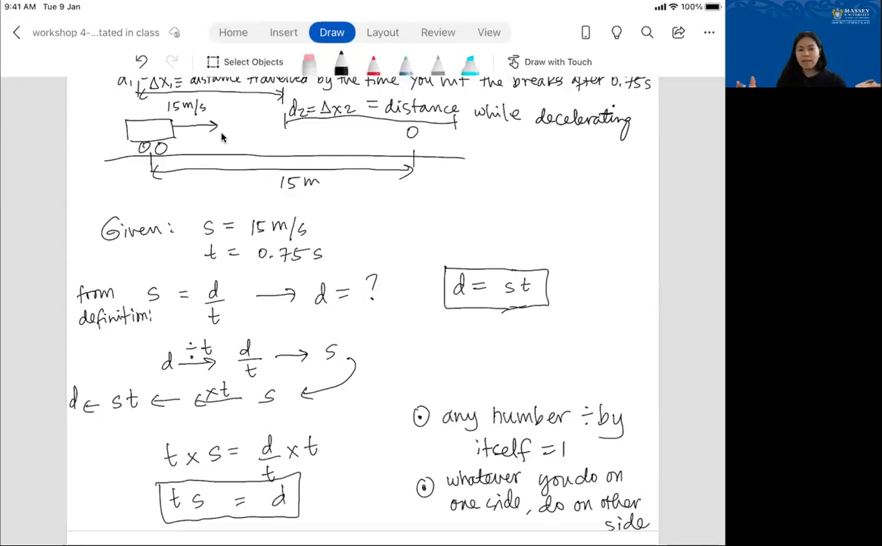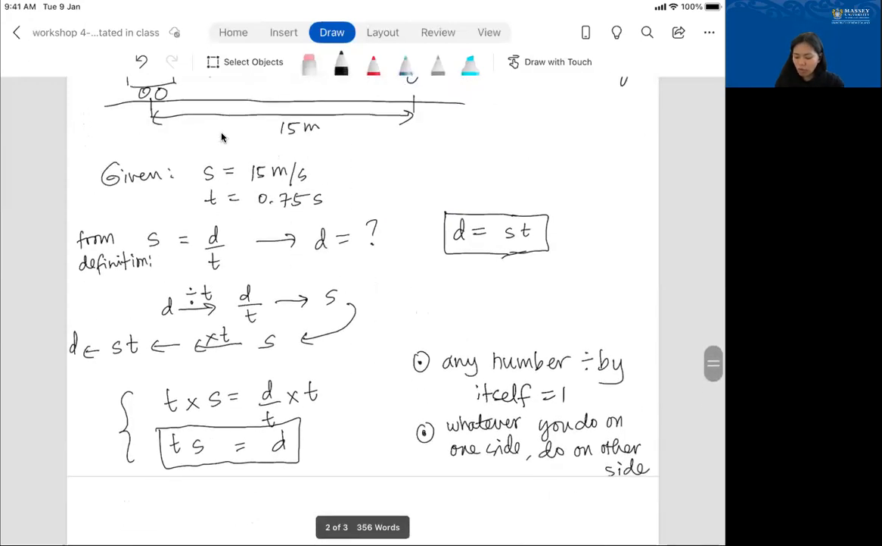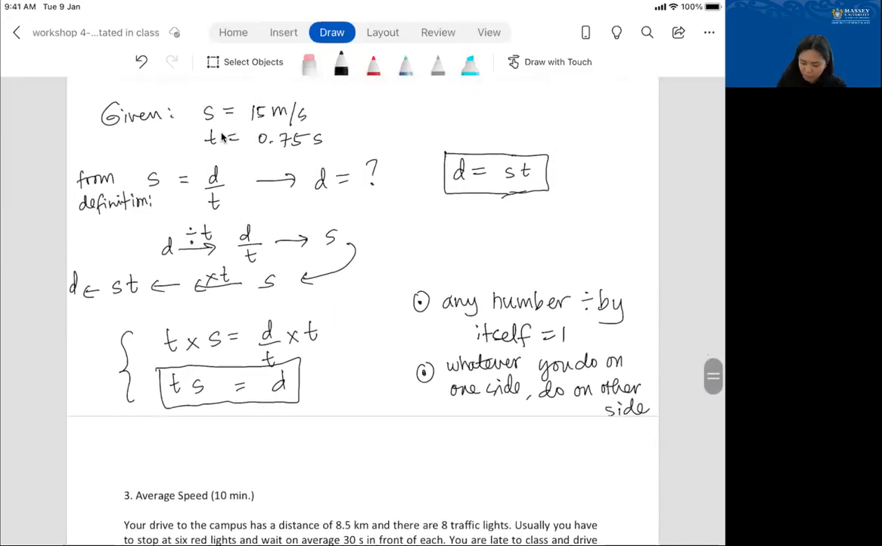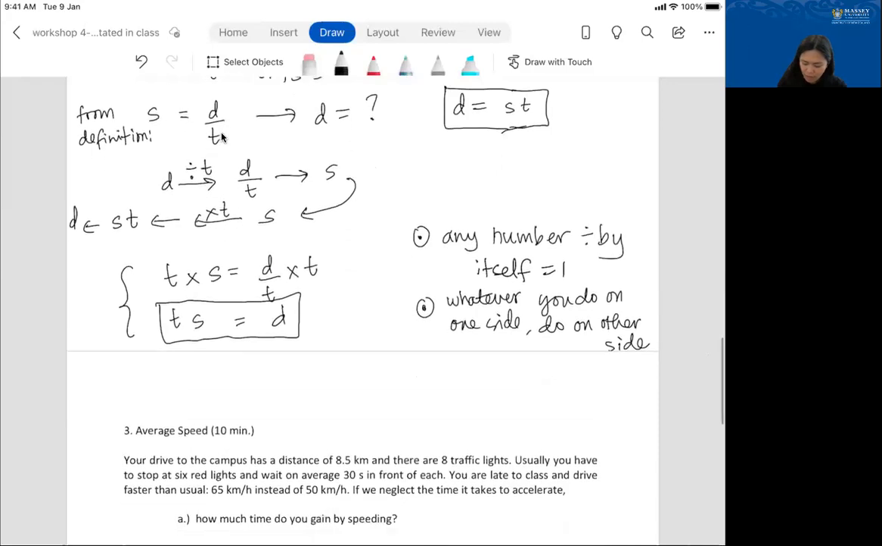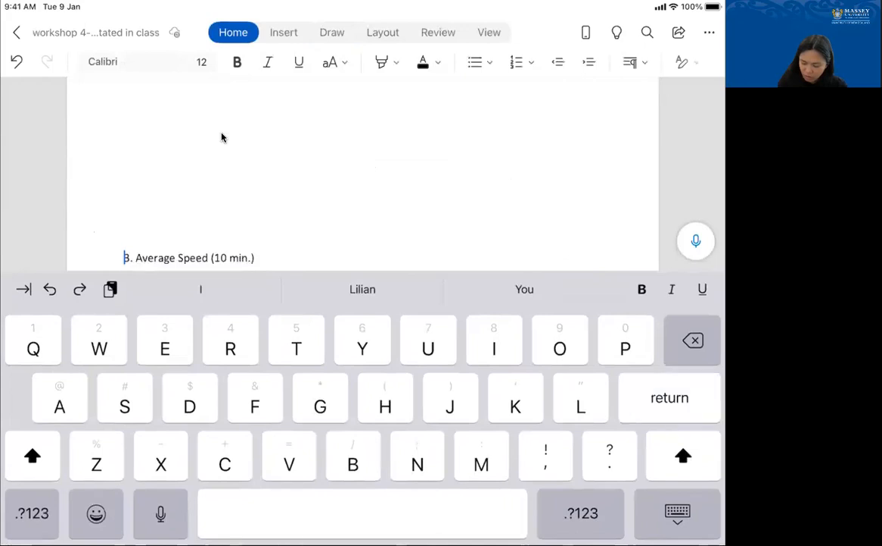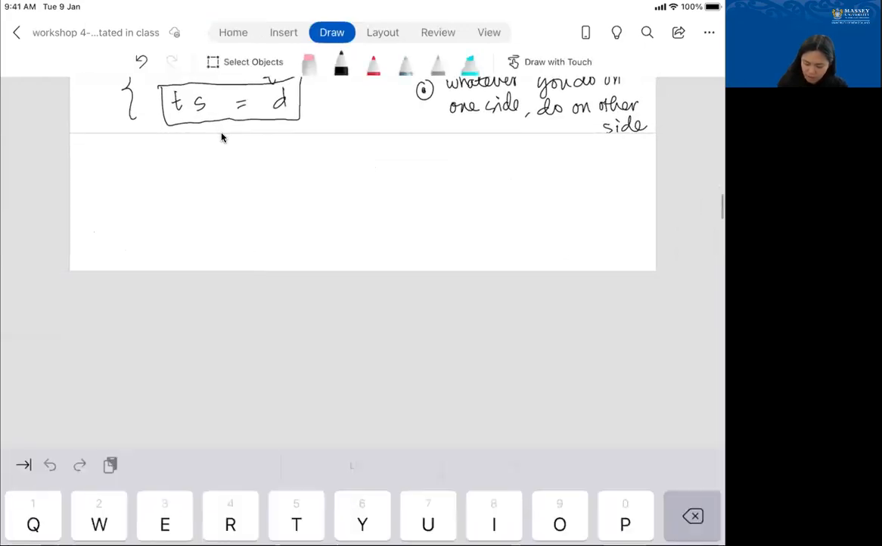As I've said, it's up to you. If you're used to the second method that I did, you can use that, or you can use the method we just learned with building up and tearing down. You'll have the same rearranged equation. But then we can now solve for the distance.